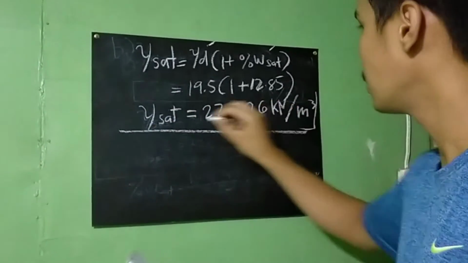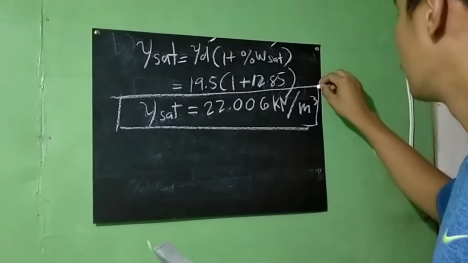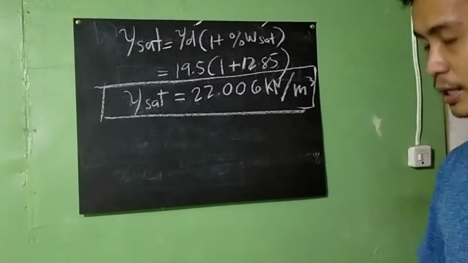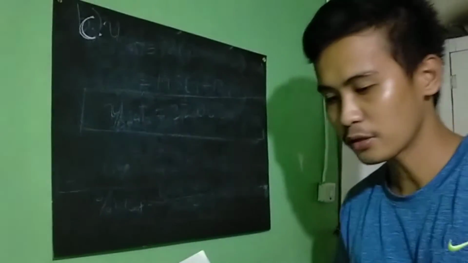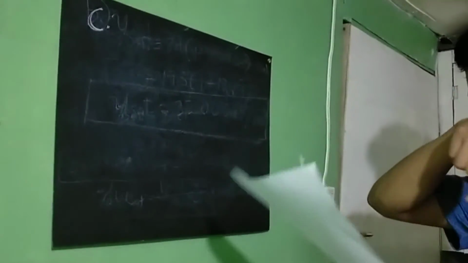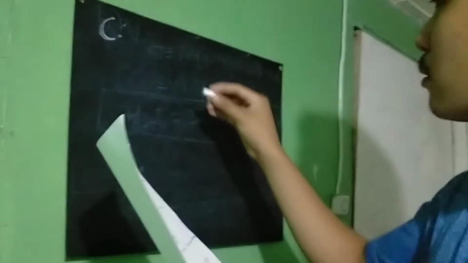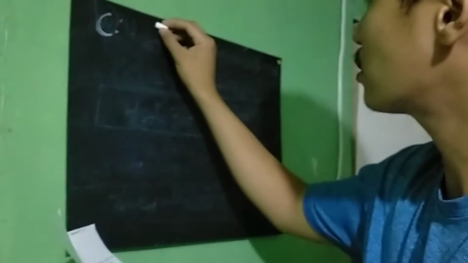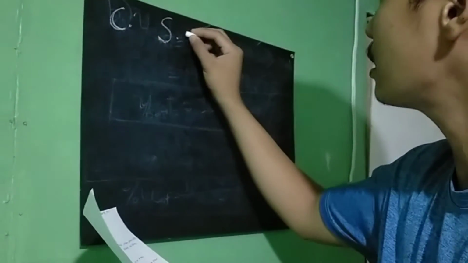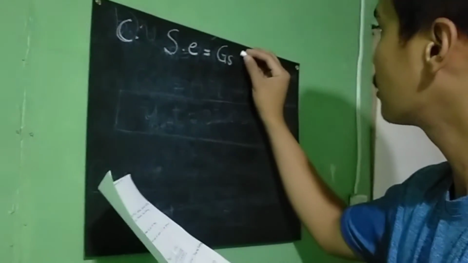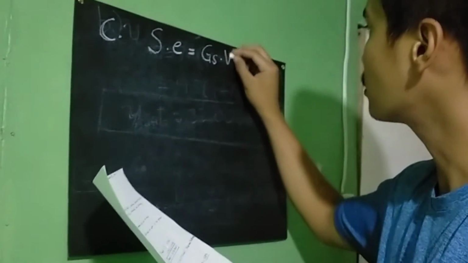So this is the answer for letter B, the moisture unit weight and the saturated unit weight. For letter C, the mass of water to be added to a cubic meter of soil to reach 80% saturation. So now, we first find the water content at 80% saturation. So we have to use this formula. S times e is equal to the specific gravity times the water content.